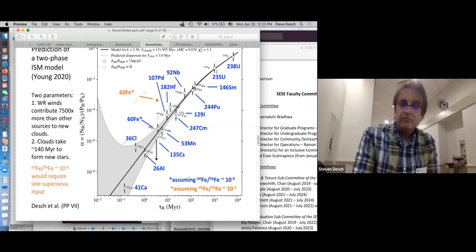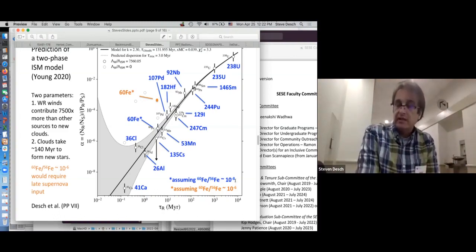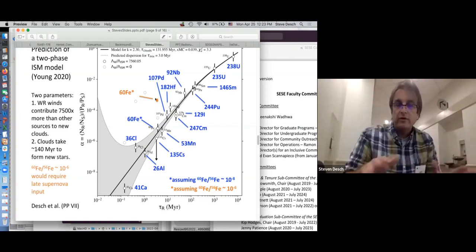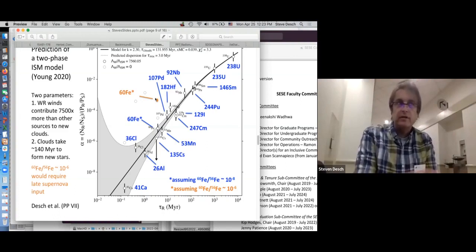Now, I point out iron-60 here because if we assume that the iron-60 to iron-56 abundance was this low value of 10 to the minus 8, as it appears to be, then the meteoritic value lies right here, which is pretty much on the curve. But there is a lot of controversy, or there had been, that says it was much higher, 10 to the minus 6. Like there was 100 times more of this iron-60 at the birth of the solar system than we think today. And that would put you way up here, way off the curve, and that would demand a late supernova input. And it would demand a low mass star to eject that iron-60 and so forth.